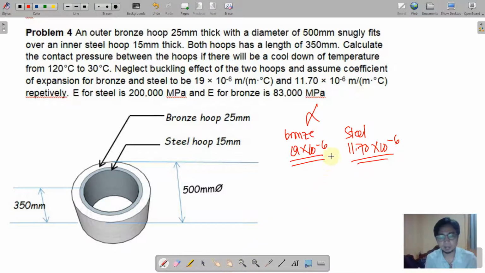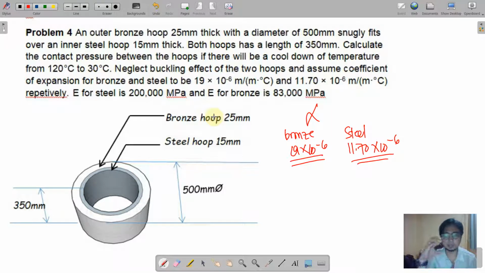So that is the effect of this alpha or the coefficient of thermal expansion. So going back to this setup, kapag nag-contract yan, mas magko-contract yung bronze hoop. And what will be the effect of that? So there will be now a resistance between the two. And the resistance is because of the pressure.